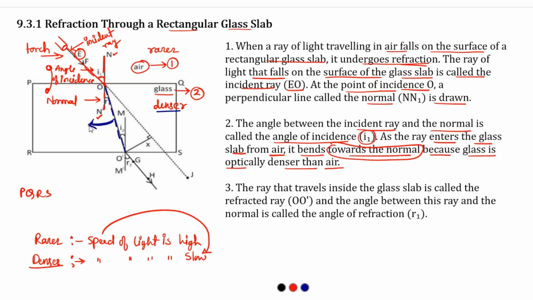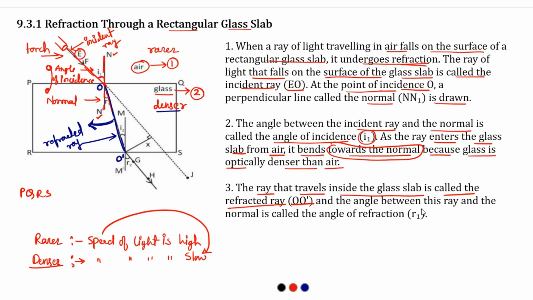Therefore, it bends towards the normal. Now see the next. The ray that travels inside the glass slab is called the refracted ray. So this ray which is traveling inside the glass slab, this blue color, let me darken it with the blue color itself. So see this ray, it is called the refracted ray because refraction has occurred. Let me write it properly, refracted ray. And what is the labeling? This is O and this is O dash. So O dash is called the refracted ray.